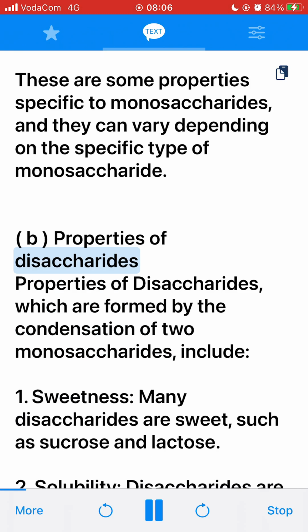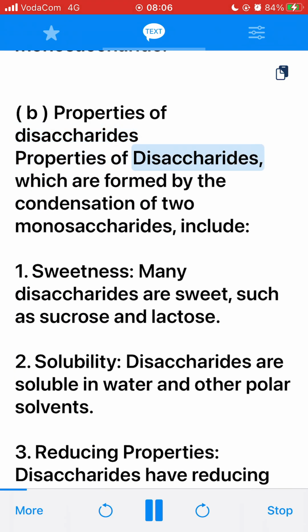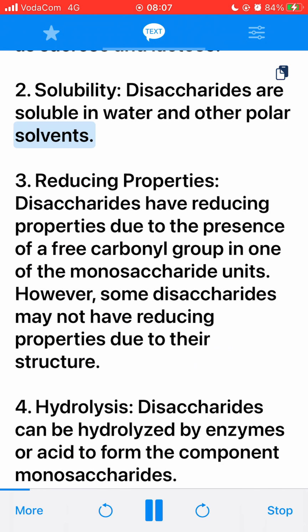B. Properties of disaccharides. Properties of disaccharides, which are formed by the condensation of two monosaccharides, include: 1. Sweetness. Many disaccharides are sweet, such as sucrose and lactose. 2. Solubility. Disaccharides are soluble in water and other polar solvents. 3. Reducing properties. Disaccharides have reducing properties due to the presence of a free carbonyl group in one of the monosaccharide units. However, some disaccharides may not have reducing properties due to their structure.